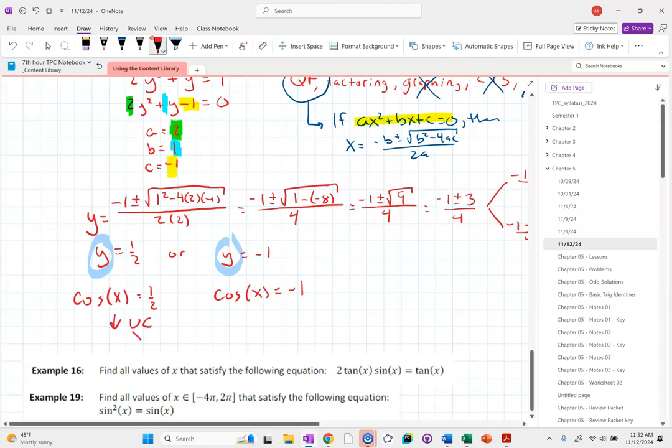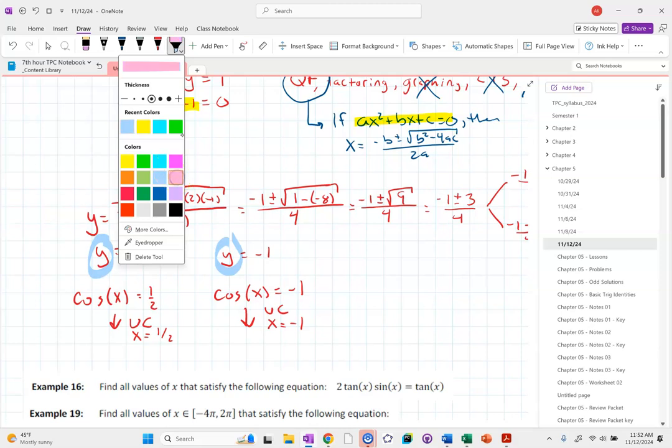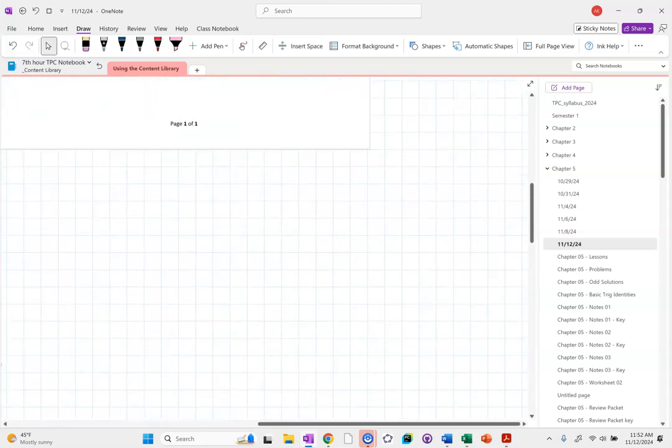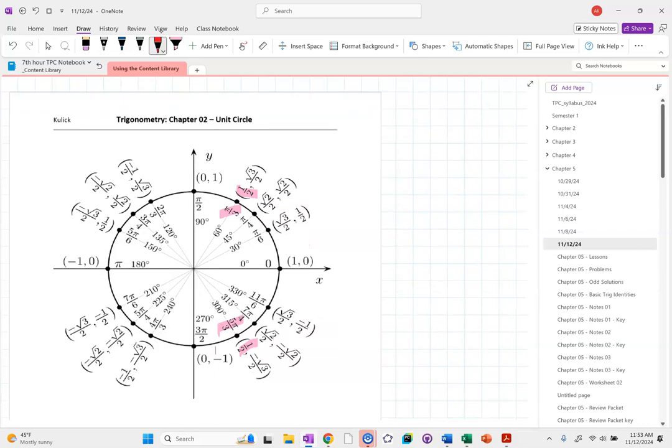So I go to my unit circle and look for where x is equal to 1/2. And then we'll go to our unit circle and look for where x is equal to -1. So let's start with the x equals 1/2. So there's one spot. There's the other spot. So pi over 3 and then 5 pi over 3.